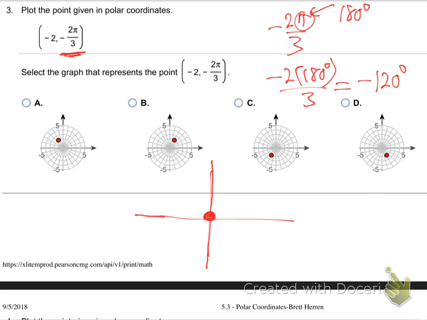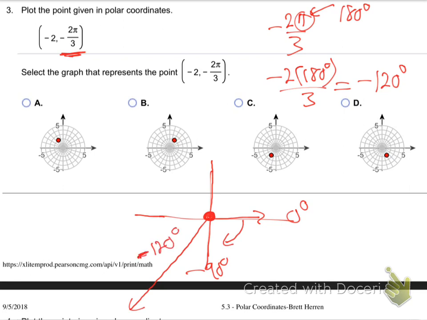So from the pole, now aim your cannon, turn your cannon, rotate it to negative 120. This is 0 here, so negative angles go down, you know? So this would be down 90, so down 120 is about that direction, isn't it?